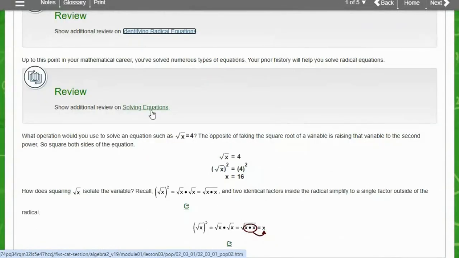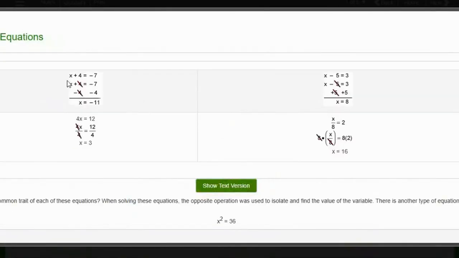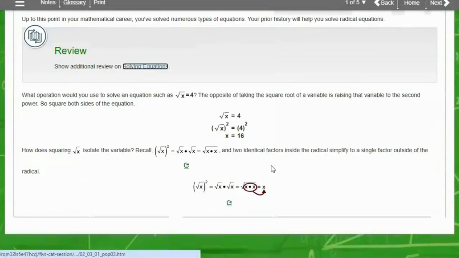All right. And this gives you a review of Algebra 1, how to solve for x. We're not going to go through that. When you have x plus 4 equals negative 7, x minus 5 equals 3, we can do that. 4x equals 12. That goes all the way back to Algebra 1. We're not going to worry about that. All right, let's try to solve this right here.